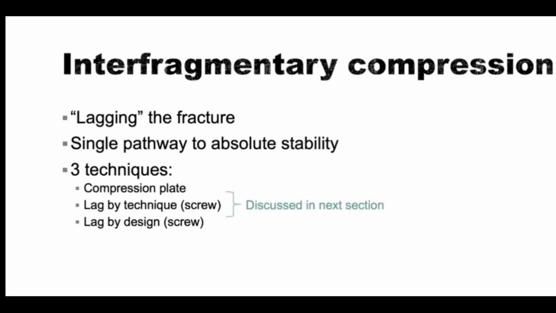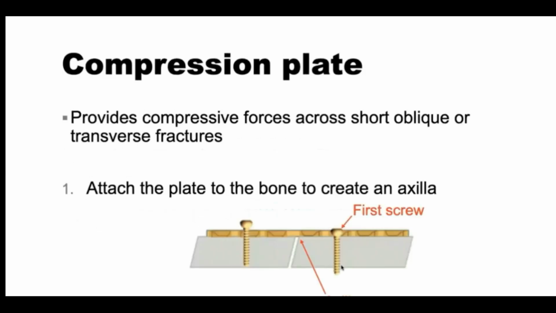And so there are 3 techniques. We'll talk about a compression plate here, and then we'll talk about lagging by technique versus lagging by design, which uses screws instead of a plate. We'll discuss that in the last section when we talk more about screws. But just remember that there are these 3 techniques for obtaining interfragmentary compression, and that's what should always be associated in your mind with absolute stability. So let's talk about how we get compression across a fracture site using a plate. This compression plate, which again could be any plate, we are assigning the function of a compression plate based on how we use the plate.